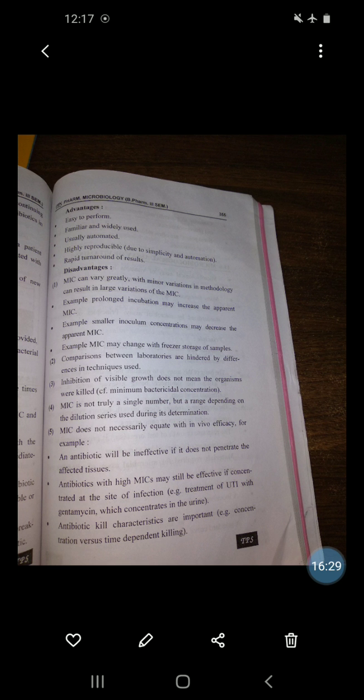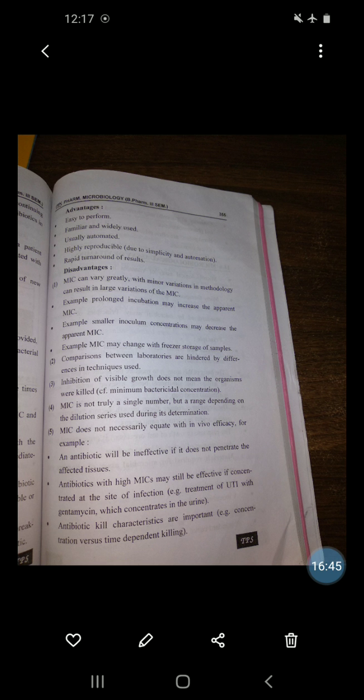Then what are the advantages of this? It is easy to perform, familiar and widely used, usually automated, highly reproducible due to the simplicity and the automation, and it rapidly produces results.